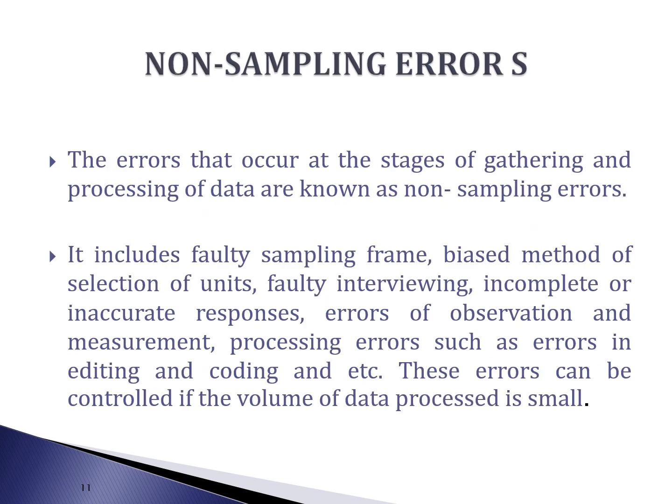The errors that occur at the stage of gathering and processing of data are known as non-sampling errors. They include a faulty sampling frame, biased method of selection of units, faulty interviewing, incomplete or inadequate responses, errors of observation and measurement, and processing errors such as errors in editing, coding, and so on. These errors can be controlled if the volume of data processed is small.